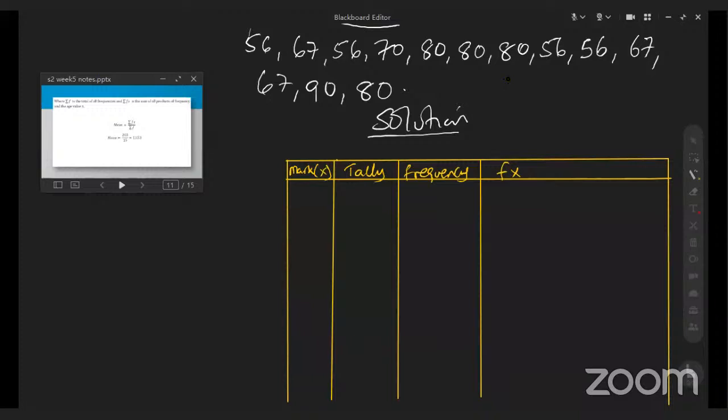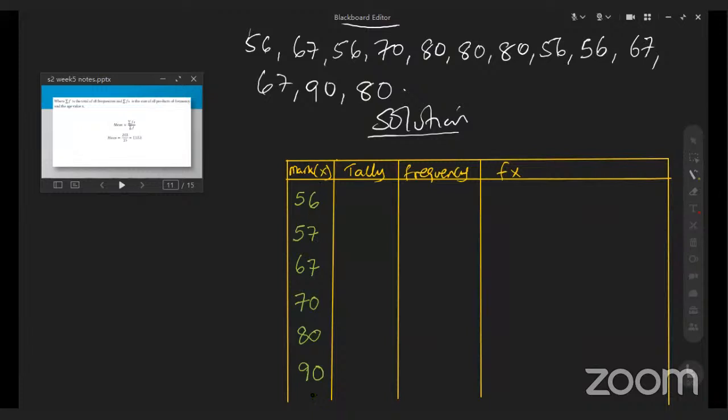Yes, Vanessa. 56. So we start with 56. The next one is 57. Next. 67. Next. 70. Good. 80. And 90. Is it the last one? Good. Thank you, Vanessa. So this is what we need to first keep doing. You organize your data in that order, without any repetition, please don't repeat.